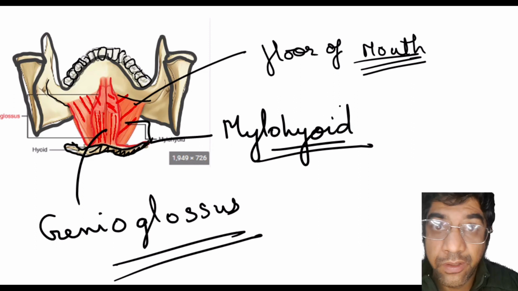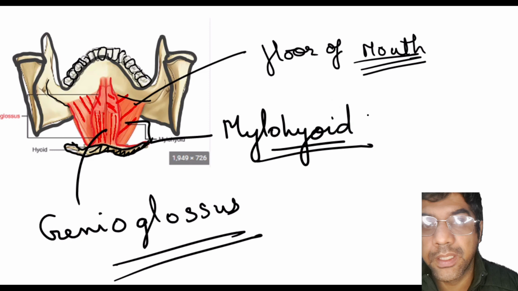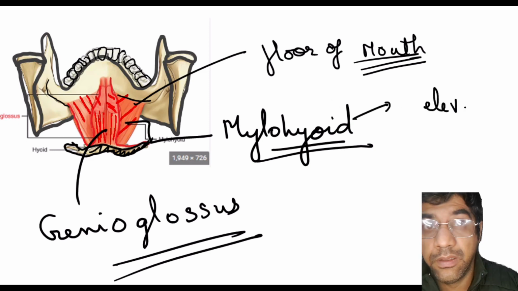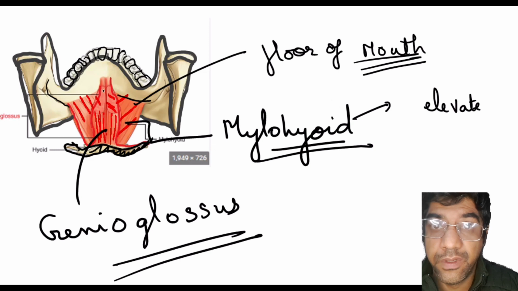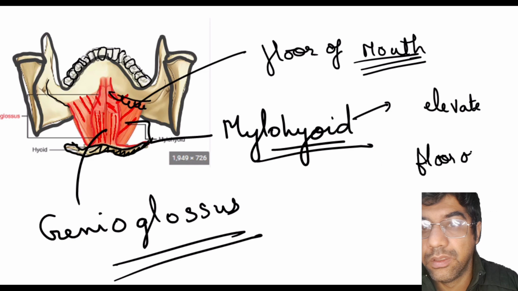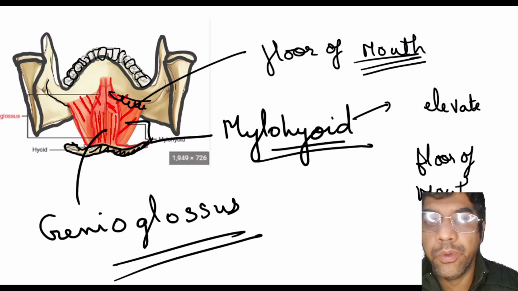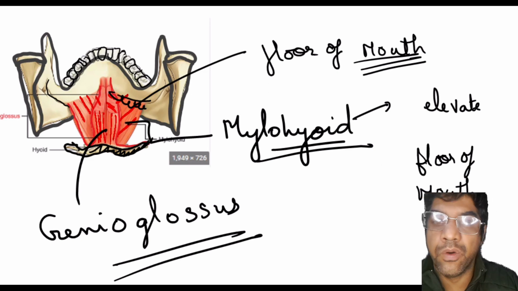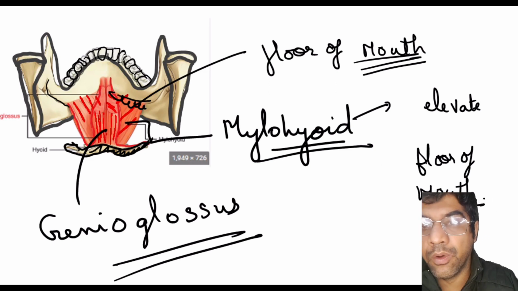Now what is the action of the mylohyoid? Remember that it helps you to elevate the floor of the mouth. During the first stage of swallowing, it helps you to elevate the floor of the mouth. It helps in lowering the jaw and raising the hyoid bone.